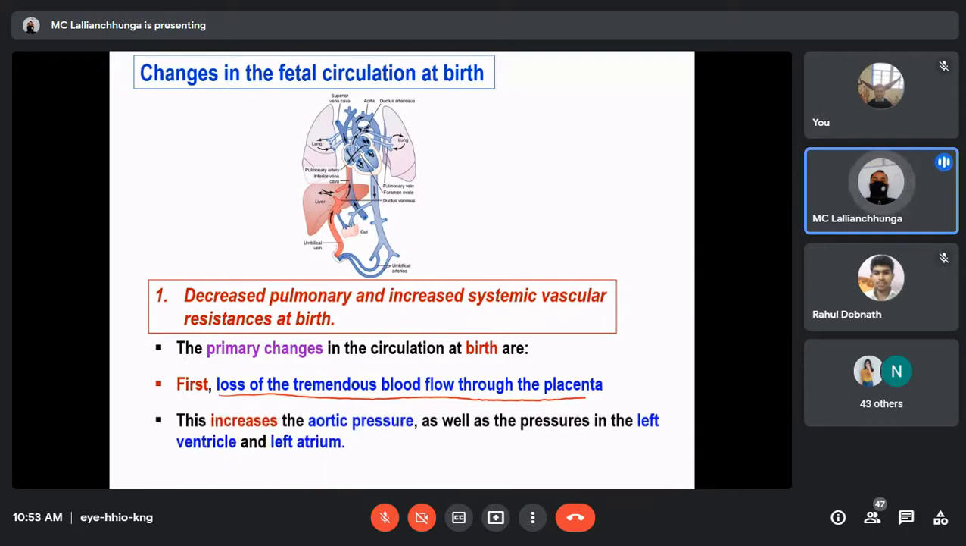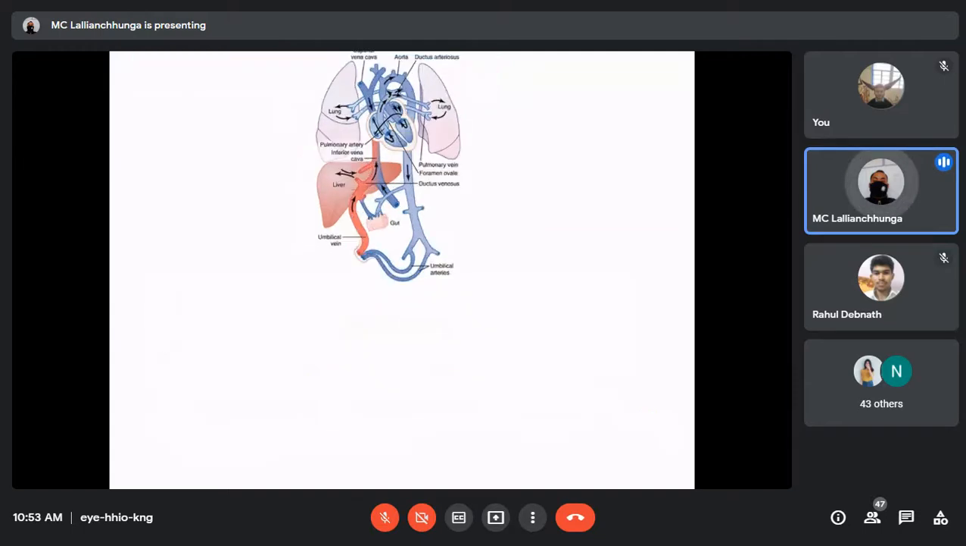This increases the aortic pressure as well as the pressure in the left ventricle and left atrium. So when the placenta is cut off, there will be an increase in the aortic pressure, and even the pressure in the left atrium and left ventricle will increase, because of cutting off of the blood supply to the placenta.